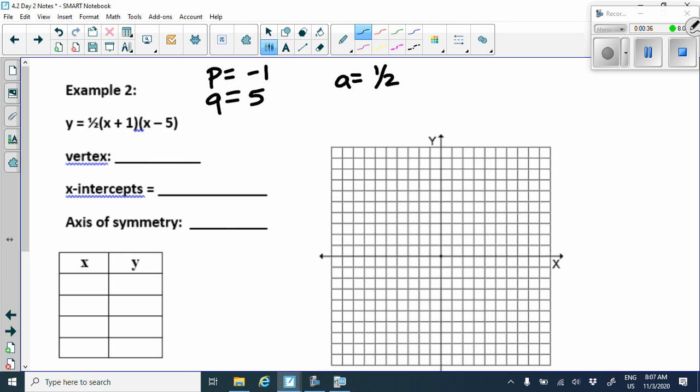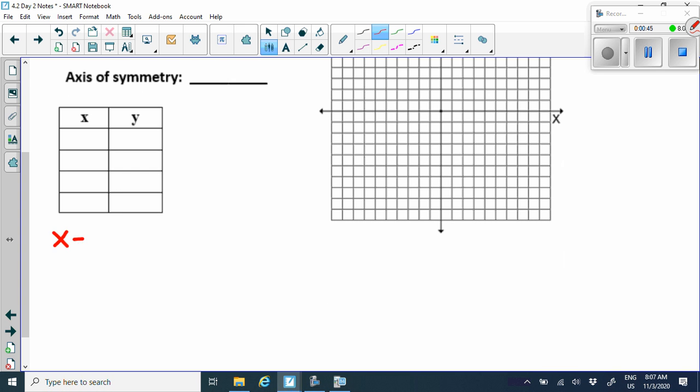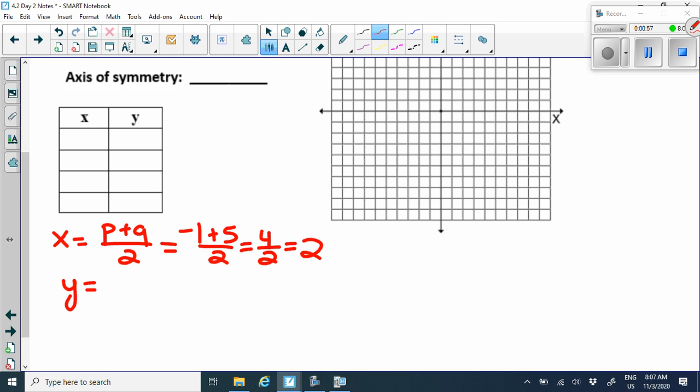Okay, so let's go ahead and find the vertex. Now remember, to find the vertex, we got to use a little formula to find the x value. That's going to be our p plus q divided by 2. So here we have -1 plus 5 divided by 2. That means we get 4 divided by 2, which gives us 2. Now, to find the y value, we plug that into our equation. So we have 1/2, and then we have 2 plus 1, and 2 minus 5.